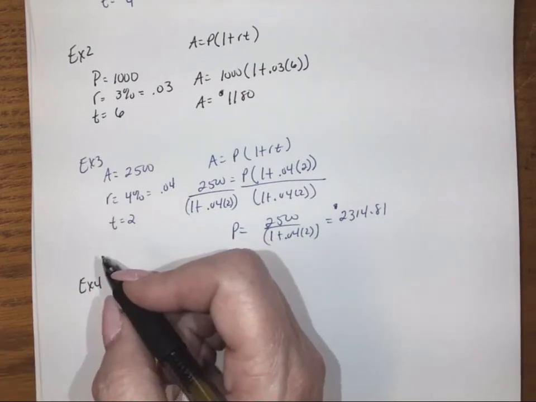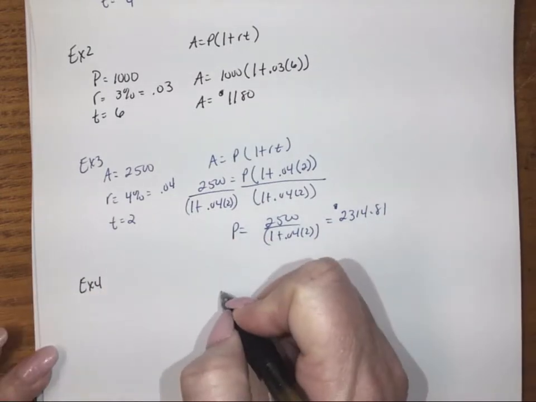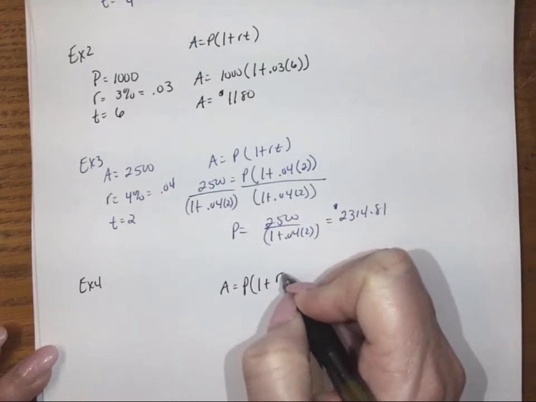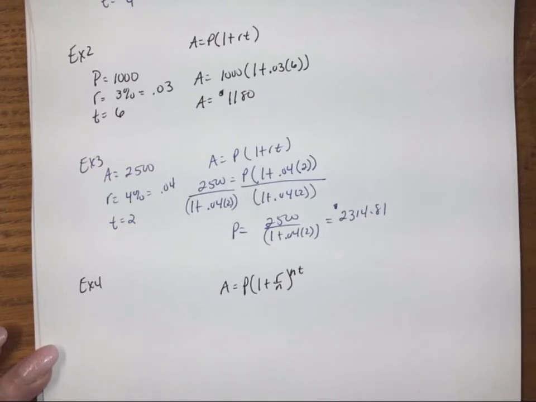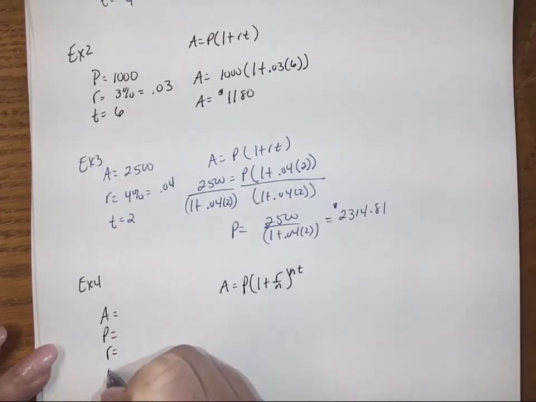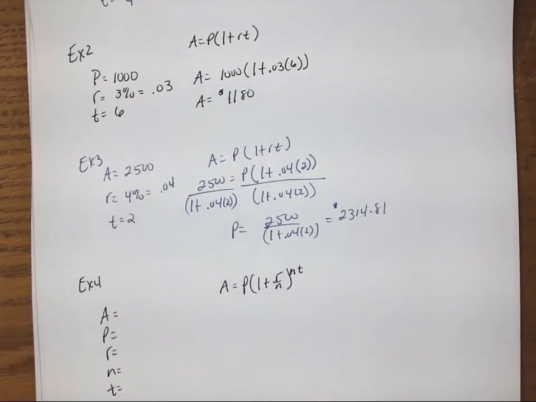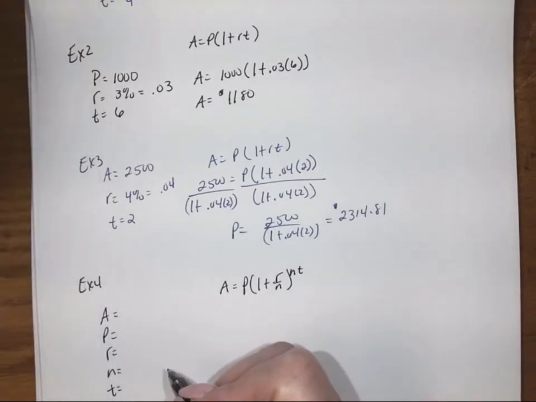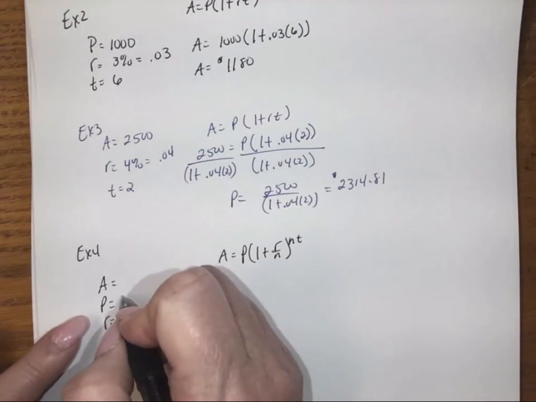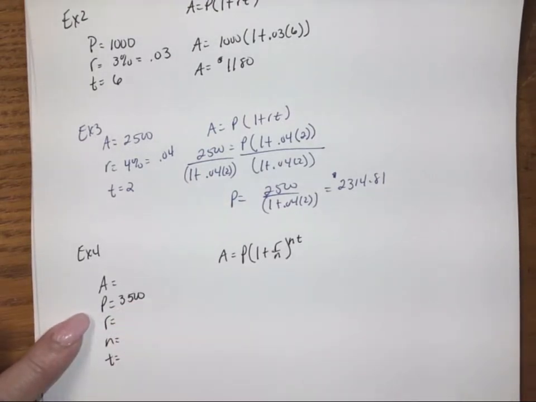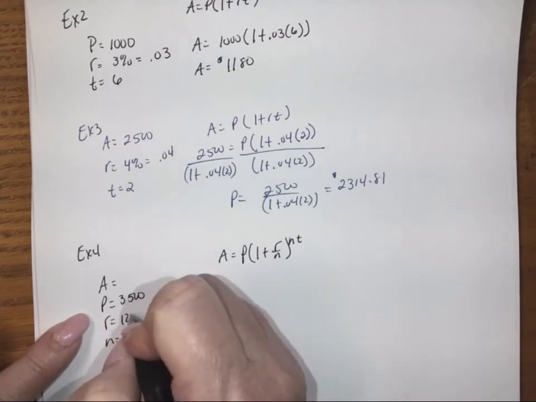So if we're looking for all of our letters, remember our formula is A is equal to P times 1 plus R over N raised to the NT. So A equals, we have P, we have R, we have N, and we have T. So we don't know the accumulated value. That's actually what we're looking for. The principal is the amount we're going to borrow, and the amount that we are borrowing is the $3,500 for the home fitness center. The rate is 12%.